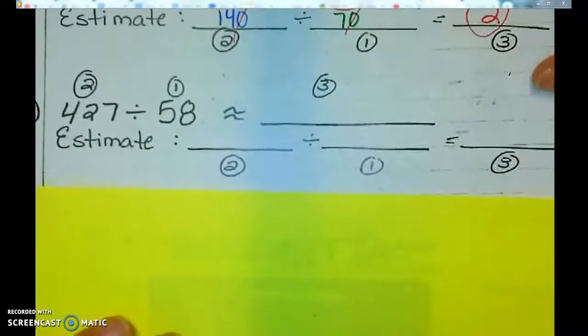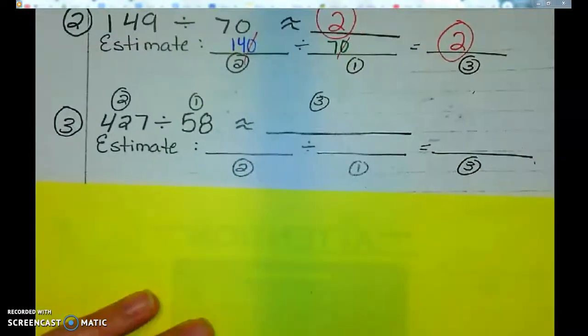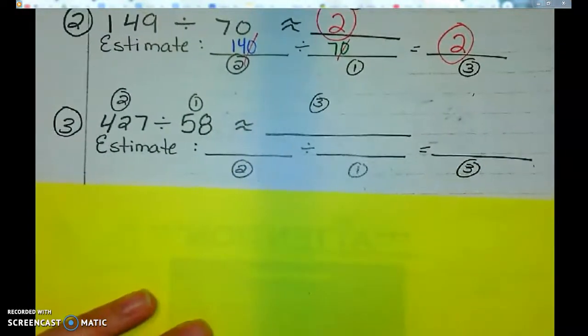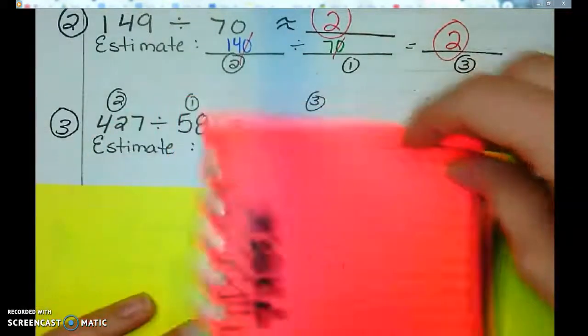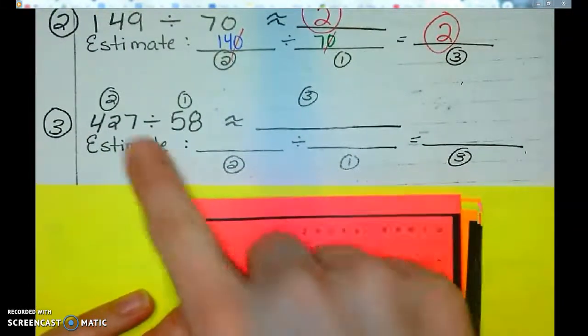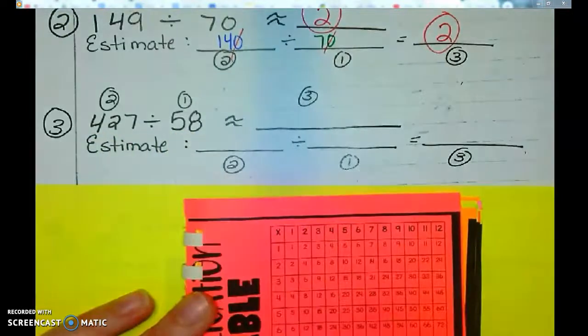Again, if you need to pause it, please go ahead and do so. Now, I just want to reiterate, we're not following standard rounding rules. We're not following the standard 5 or more, raise the score, 4 or less, let it rest. We're not following those basic rules. Instead, we are following what is easiest for us on this chart. Okay? So here I have 427 divided by 58.